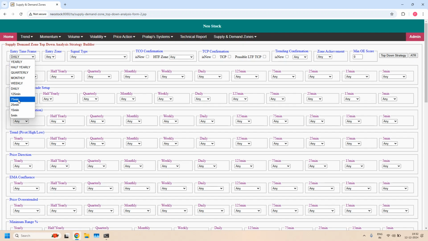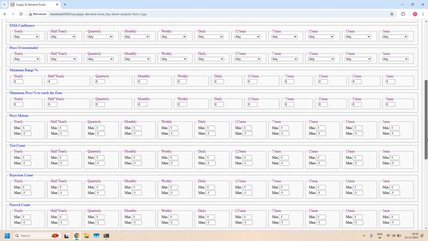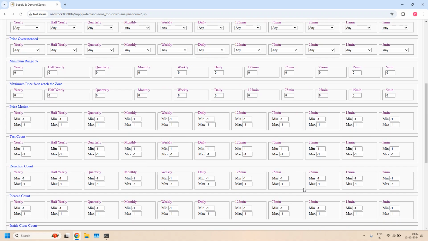Entry time frame is 75 minutes. Entry zone is demand zone. In bullish or bearish trade setup, at 75 minutes time frame, I am selecting bullish. And this 75 minutes demand zone should not be pierced. So in the pierced count at 75 minutes time frame, I am setting minimum value 0, maximum value 0.